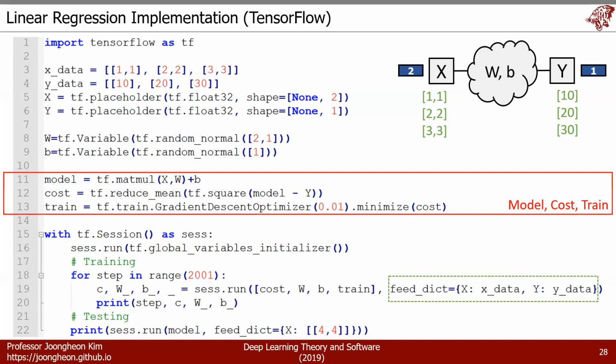So in line 11, we are doing the linear combination at first. That's why we have x comma w inside the tf.matmul and plus b. Plus b means our bias. And then we set up our model.